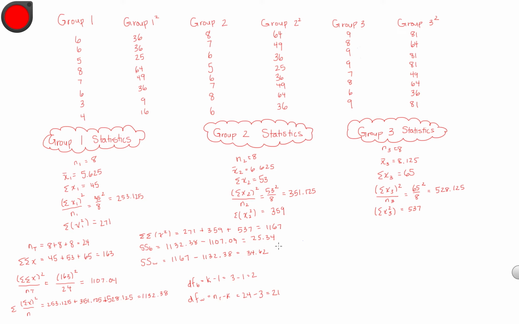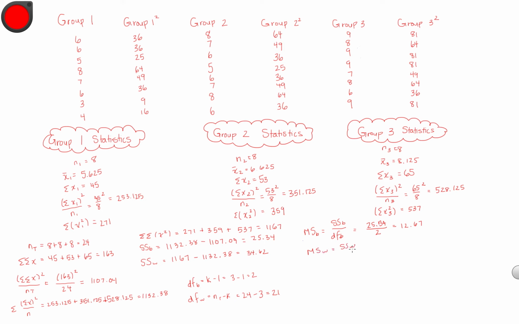We just have a couple formulas to plug into, and then we're done. Notice we already have sum of squares between and degrees of freedom between, sum of squares within, and degrees of freedom within. So to find MS between, we're going to take our SS between divided by degrees of freedom between. Now again, it's not really a lot of extra math. We're just taking values we already have and dividing them. So for MS between, we're going to have 25.34 divided by 2, which comes out to 12.67.